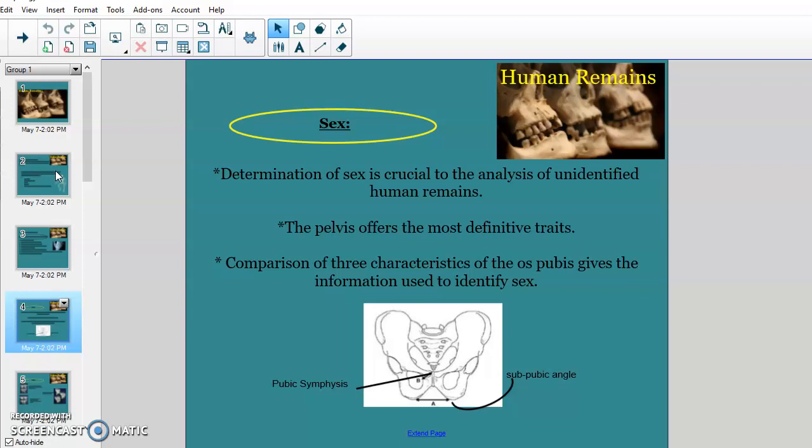So that's where they're going to go first, if it's available, is the pelvis, which is called the os pubis region. There's three main characteristics of the os pubis that give information to determine if the person is male or female. The width of the pubic body, so the width across, the pubic symphysis, which is this space right here, and then the subpubic angle. So we're going to jump in and talk a little bit about each one of those really quick and show you some examples.